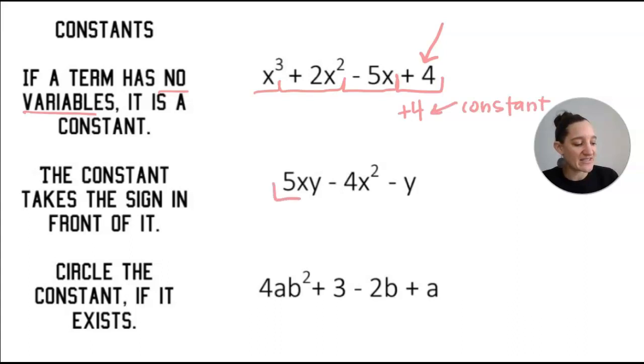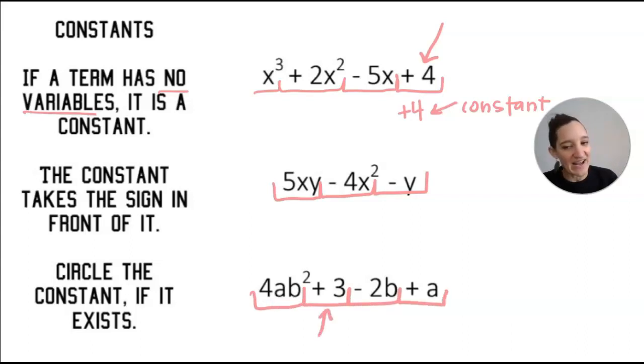Now, if we look at this one, there's no constant because there's a variable in each of those terms. Let's try this last one. There's a term. There is one term that does not have a variable. So the constant in that term is plus 3. It says circle the constants if they exist. So there are the 2 constants in those examples.